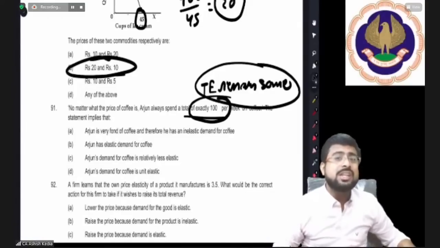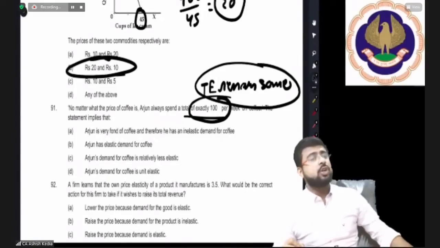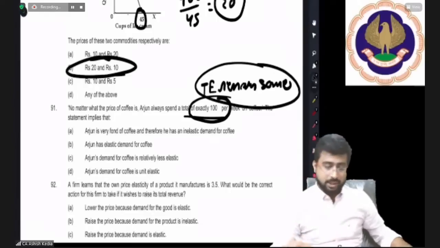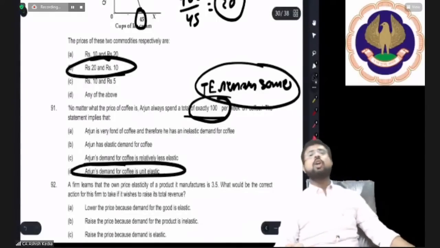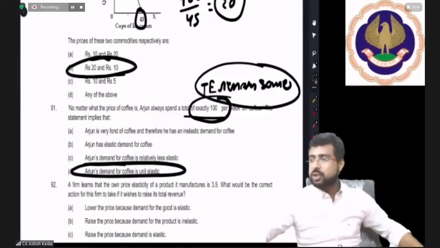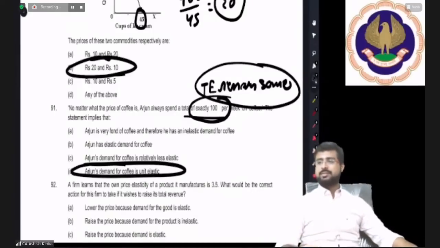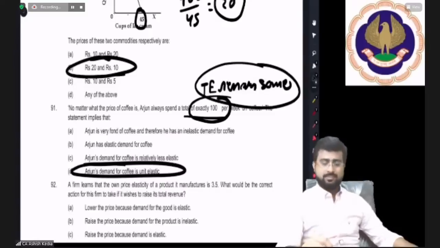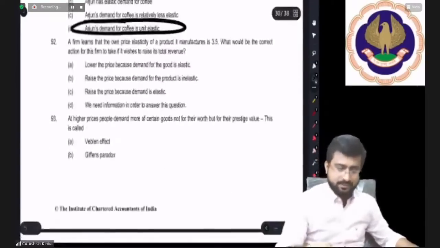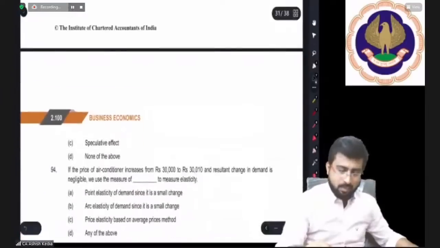It's called unitary elastic. In demand, I have taught you the total expenditure method. So it's the case of unit elastic. Here it is. It is called unit elasticity. Under the total expenditure method, we have done it. Yes, sir. It's correct. Moving on.